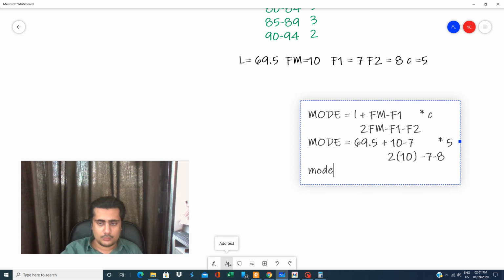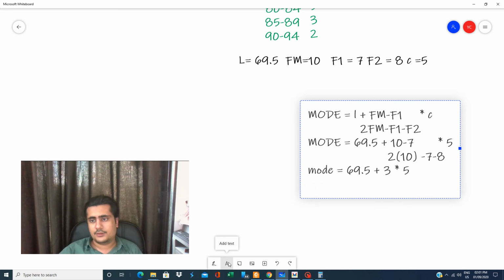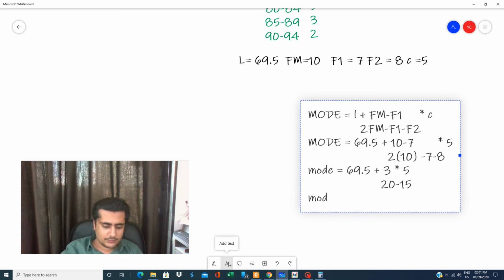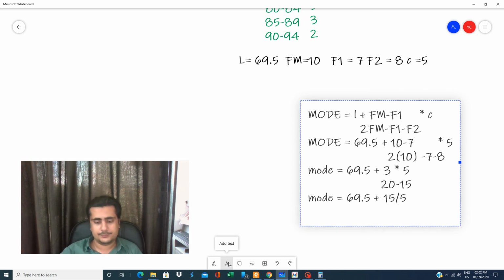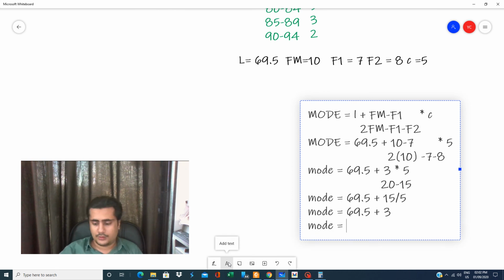So your mode is equal to 69.5 plus 3 into 5 upon 20 minus 7 minus 8. So mode is equal to 69.5 plus 15 upon 20 minus 15. What is 20 minus 15? It is 5. So mode is equal to 69.5 plus 15 upon 5. What is 15 upon 5? It is 3. So your mode is equal to 72.5.